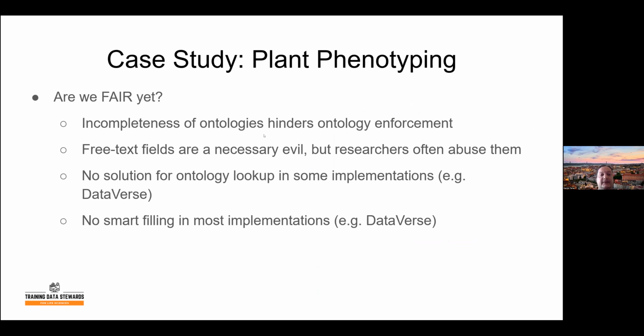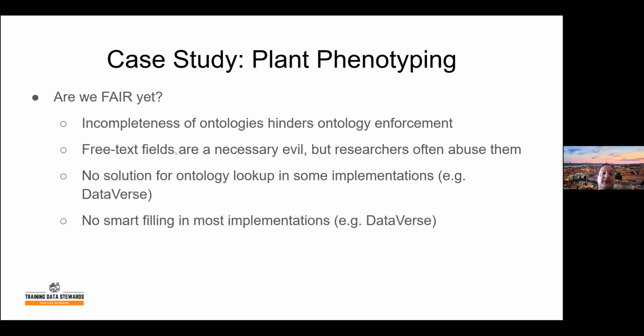So are we FAIR yet? Not really. On one hand, incompleteness of ontologies hinders the enforcement. We cannot force users to use ontologies. We have to enable free text fields, but researchers often abuse them. So they tend to overuse free text fields and avoid using the controlled vocabulary fields.